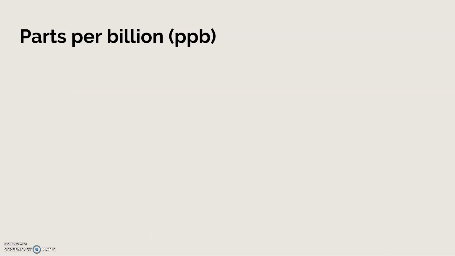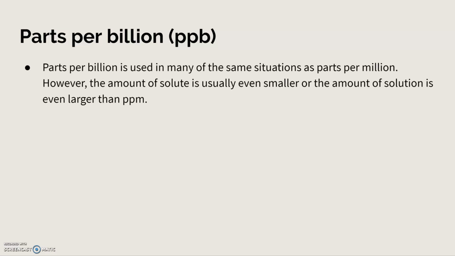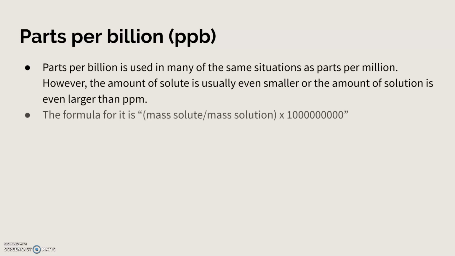The third new formula for concentration is parts per billion, ppb. Parts per billion is used in the same way that parts per million is used. However, the amount of solute is usually even smaller, or the amount of solution is much bigger than with ppm. The formula for parts per billion is mass of solute over mass of solution times 1 billion.